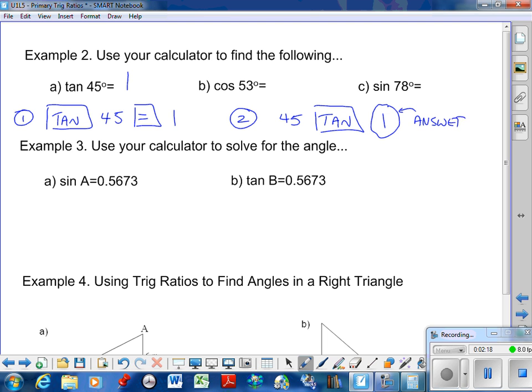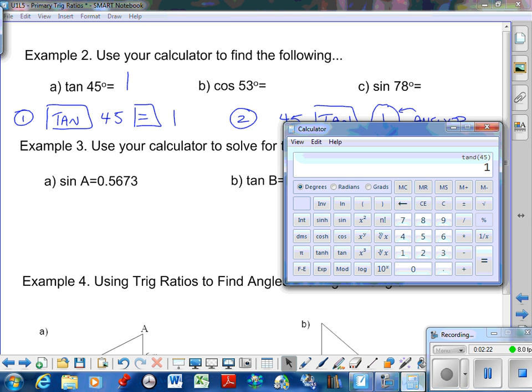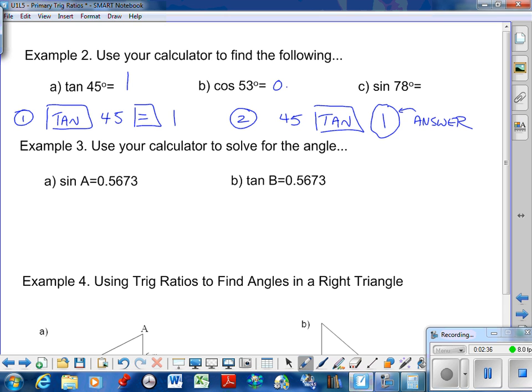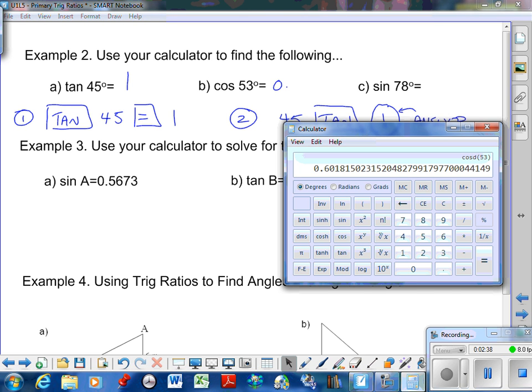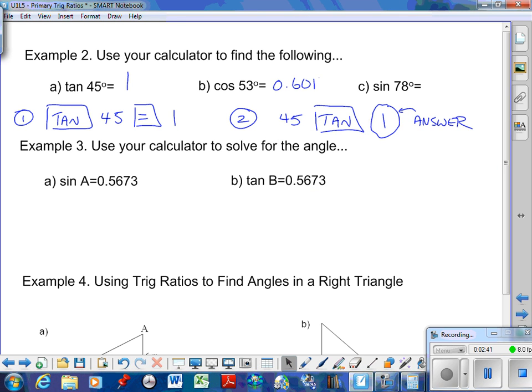So remember, when you're typing this into the calculator, we'll do cos of 53. I'm going to tell the calculator, just go look in your memory. It's doing no calculations here. It just says, hey, every 53-degree triangle has a ratio of 0.6018. You want to go to 4 decimal places. That's the accepted norm here. So the calculator is simply recalling memorized information.